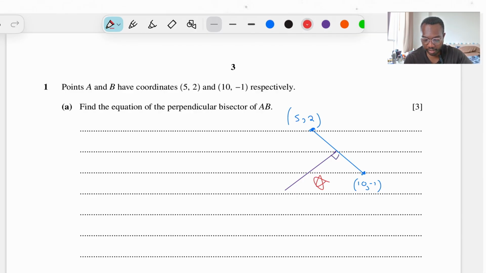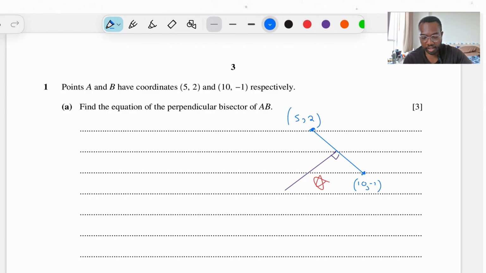And to do that, it's fairly simple. Two things we need to work out: the midpoint of line AB, and also the perpendicular gradient. And then we can work out the equation of the line. So that'll be the equation of that purple line.